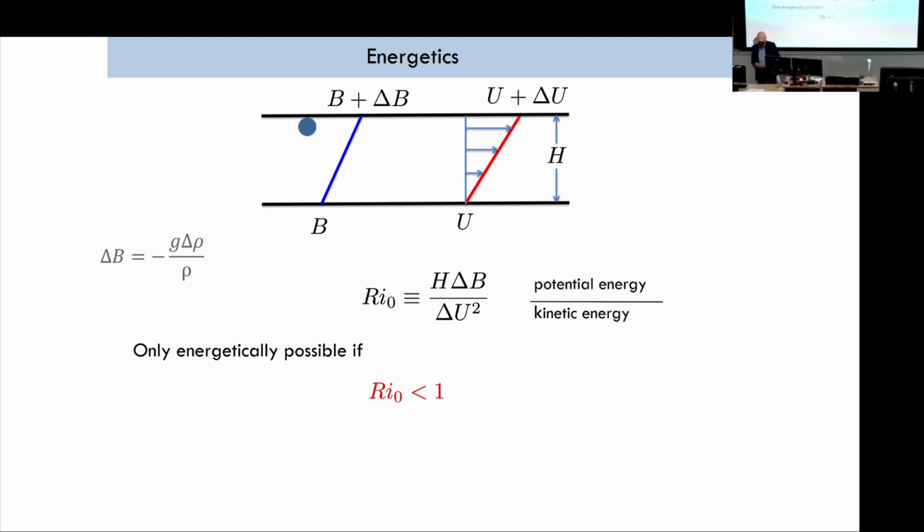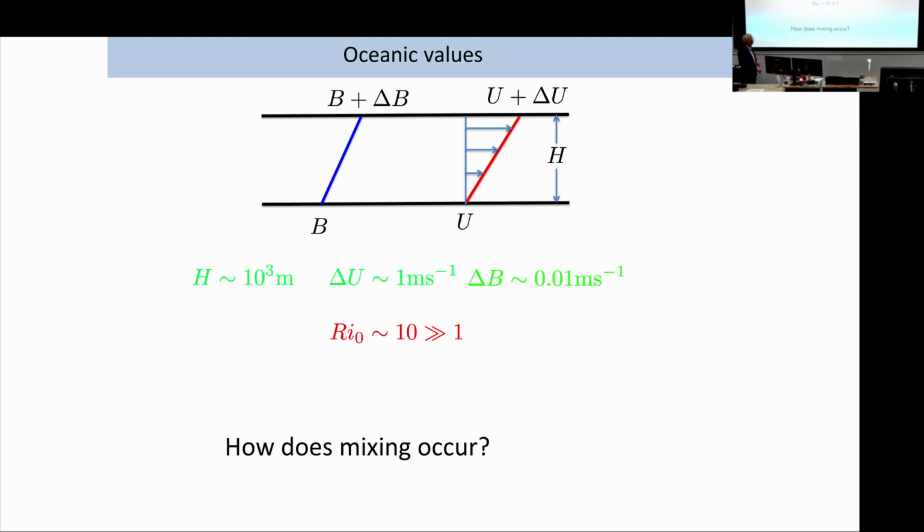Okay? If you go to the ocean, for example, and take the depth of the ocean of a kilometre, typical speed difference from the top to bottom, and different buoyancies, you find the number is big, 10. So how does it happen? Because we know it mixes, so how does it happen?